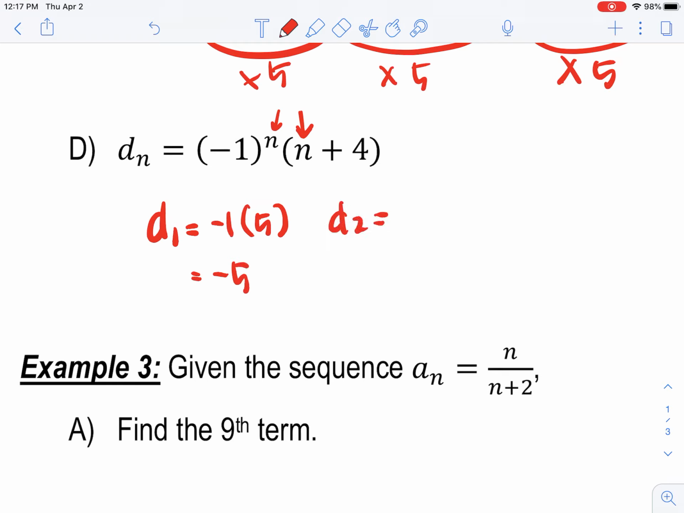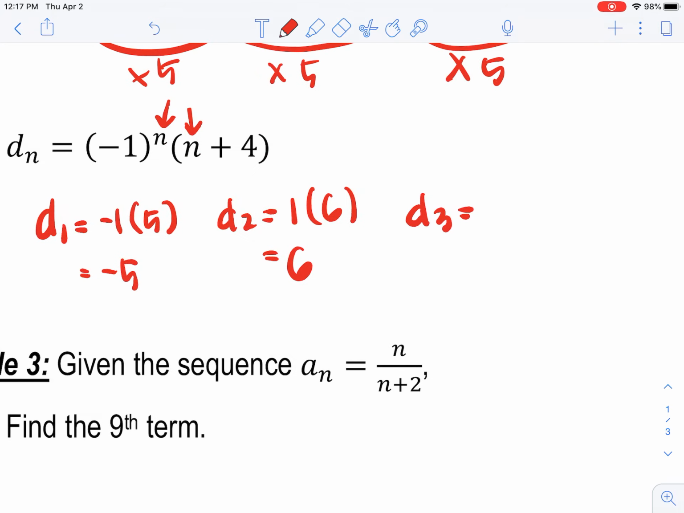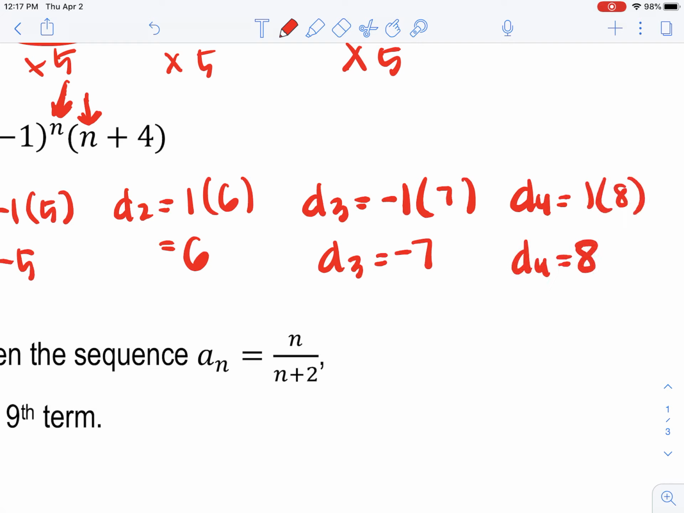D sub 2, I'm going to plug in 2 right here. -1 squared is +1. And then plugging in 2 there, 2 plus 4 is 6. So I get +6. D sub 3, plug in a 3 here. -1 cubed is -1. Plug in a 3 here, I get 7. So d sub 3 is -7. Last one, d sub 4. If I plug in a fourth power here, I get a +1. 4 plus 4 is 8. So d sub 4 is 8.